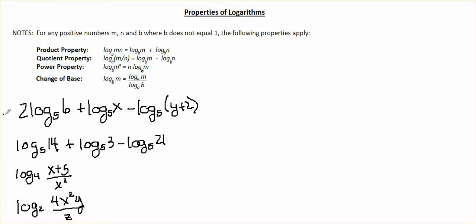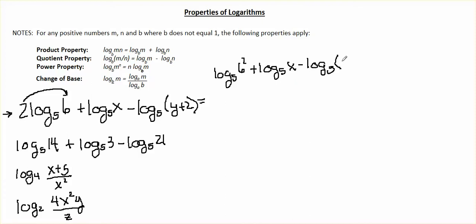The first thing we do is we always deal with the numbers in front of our logs. A number in front of our log, where does that go? It goes back as an exponent. So let's put all the numbers in front of our logs back as an exponent. We're going to stick it back in here and rewrite it. So the first thing we have is log base 5 of 6 squared plus log base 5 of x minus log base 5 of y plus 2.